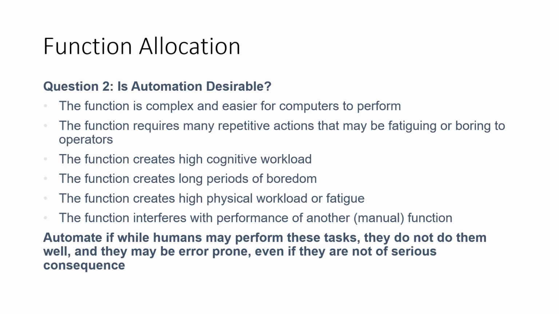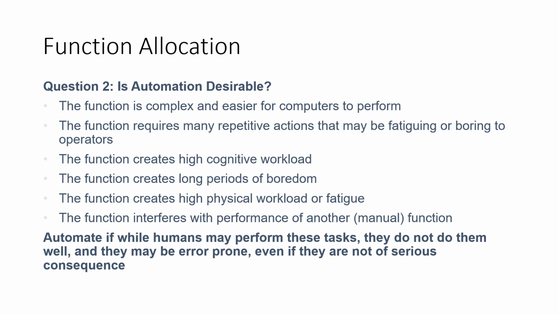Now, question 2, is automation desirable? So we consider, is the function complex and easier for computers to perform? The function requires many repetitive actions that may be fatiguing or boring to operators. We talked a little bit before about vigilance and how it's one of the most difficult things your brain can do. The function creates high cognitive workload. Remember, high cognitive workload will accompany higher error rates. It creates long periods of boredom. This is kind of similar to the second one, right? Vigilance is still the problem.